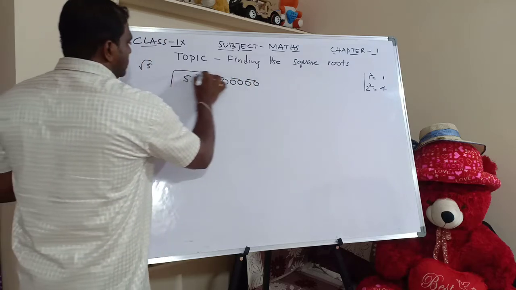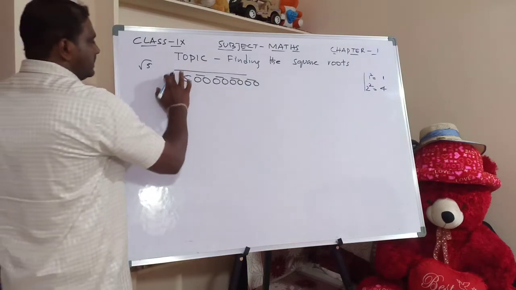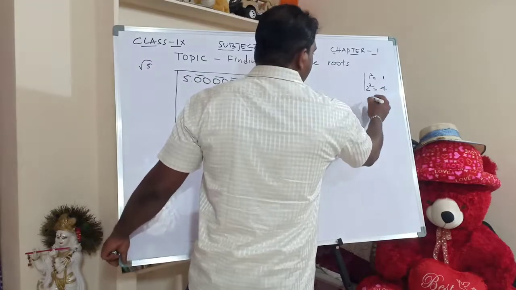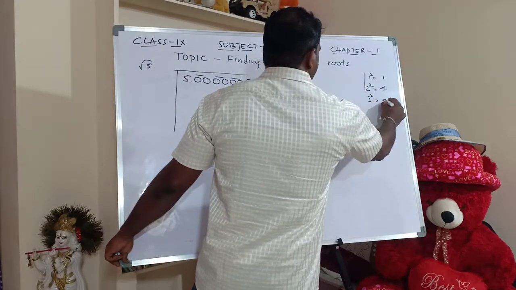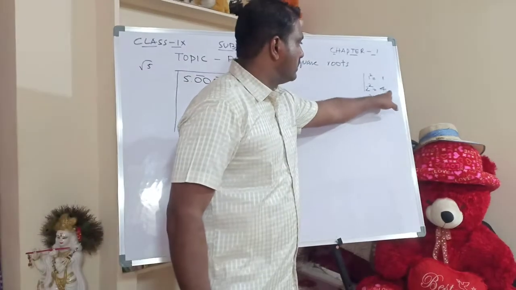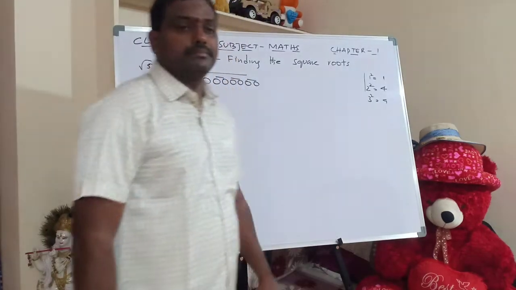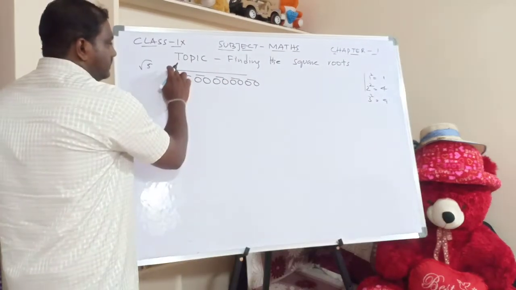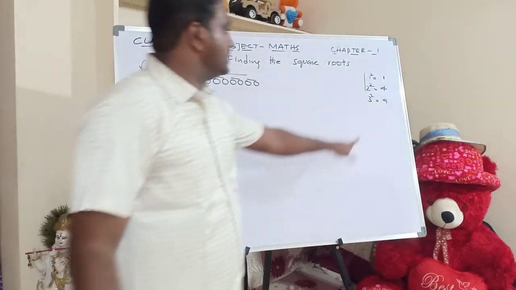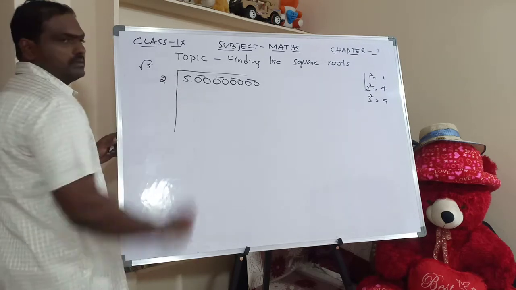Now the first number. What is the first number? 5. Now 1 square is 1, 2 square is 4, 3 square is 9. So 5 is in between which numbers? 4 and 9. So therefore this value lies between 2 and 3. So nearest perfect square is 2. So now I have to take 2 here.